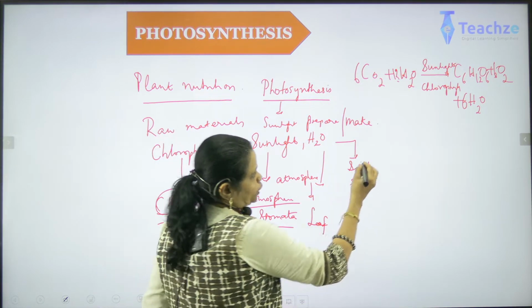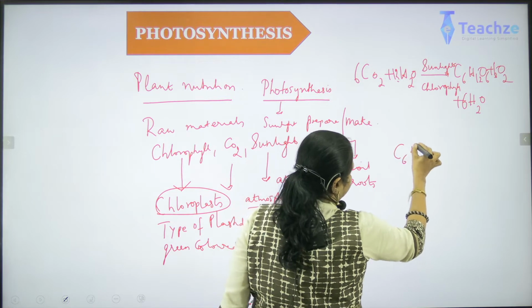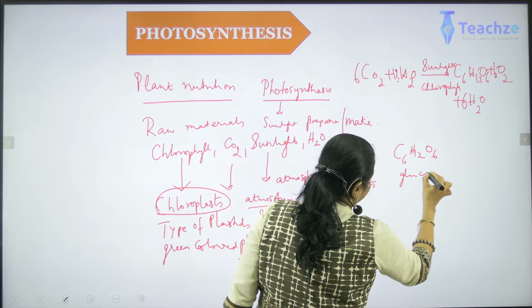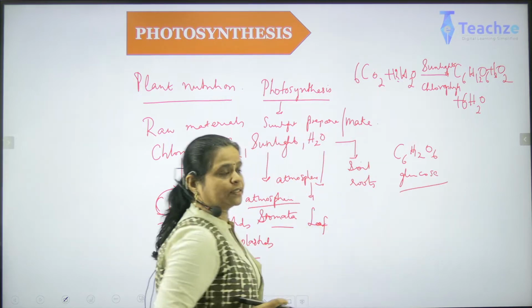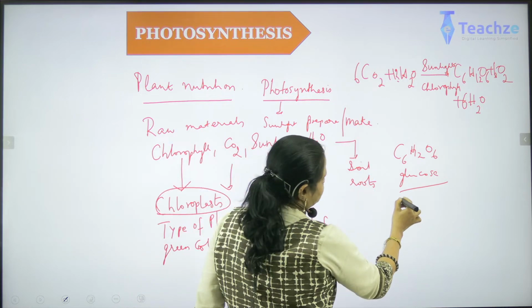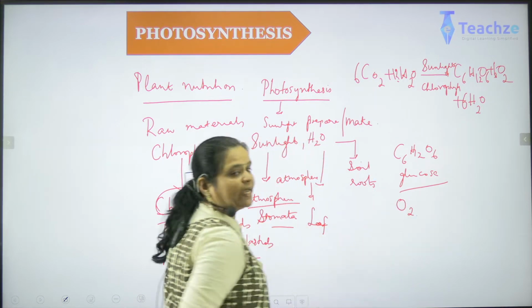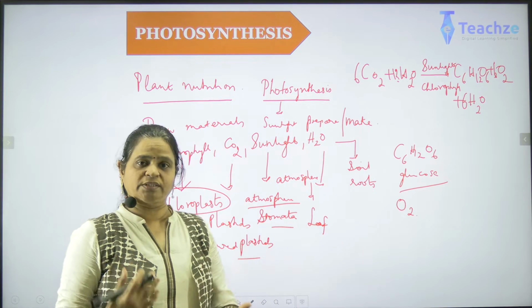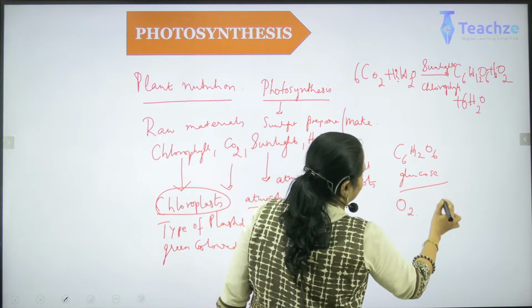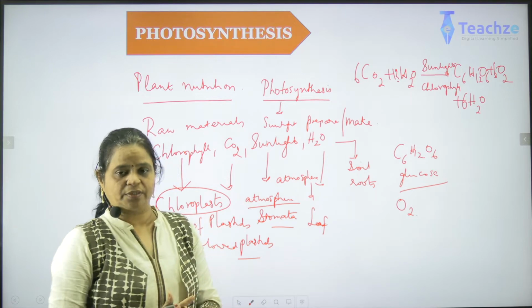You prepare a molecule of glucose, C6H12O6, the simplest form of sugar made by the plants. And remember, in photosynthesis, oxygen is given as a byproduct. That means the oxygen we get comes mostly from the plants. And then a little bit of water is also given out.